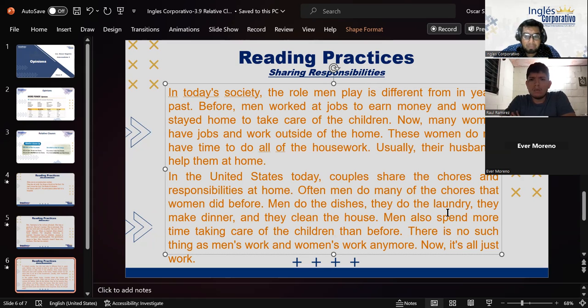They do the laundry. This is another thing. They do the laundry. So yeah, esto se refiere pues al lavado, ¿verdad? Así que ellos hacen pues las lavadas o lavan la ropa. So they do the laundry. They make dinner. This is another important chore.